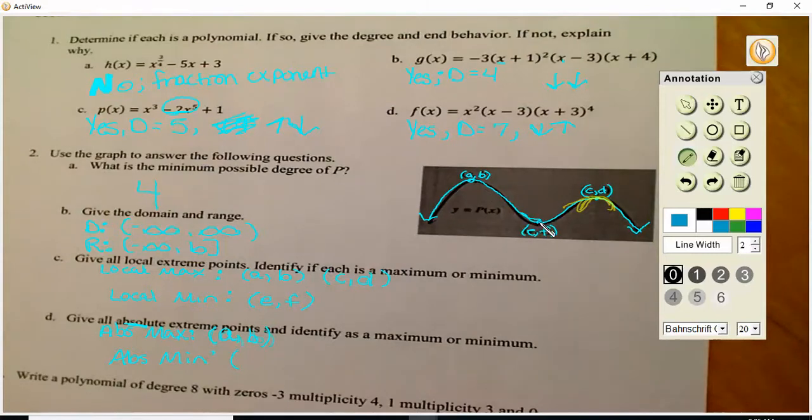Absolute min, does it have anything lower than EF? Oh, wait. Yeah, these ends are going down. Is there an absolute min? None. No min on that one. Okay. Questions on that stuff?